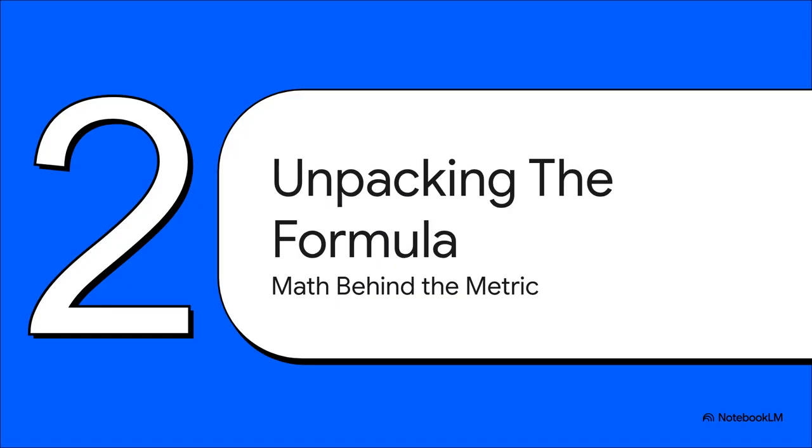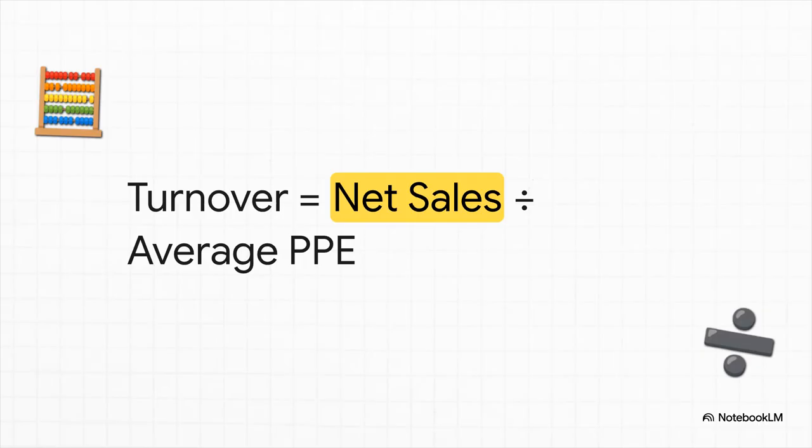Moving on to Section 2, unpacking the core formula, the math behind the metric. Let's look at the actual math you're going to need to run on test day. Here's the formula in plain text. It is net sales divided by average net property, plant, and equipment. So net sales acts as our numerator, and that represents the revenue generated over a specific period. You can grab that number straight from the top of the income statement. Super easy. But it's the denominator, the average net PPE, that requires a bit more of your attention.